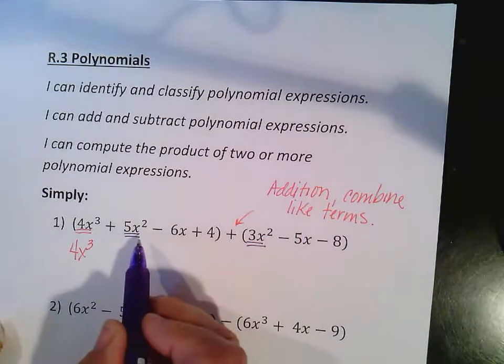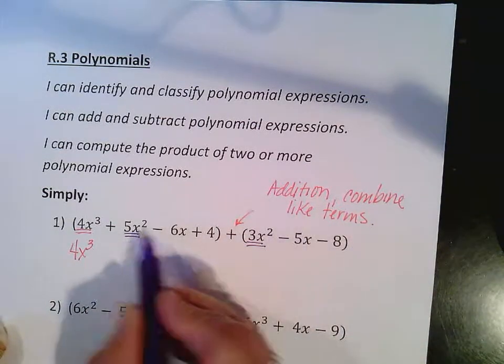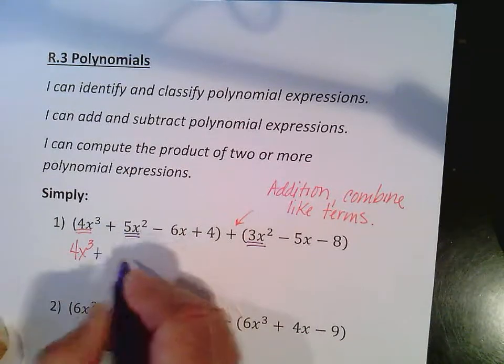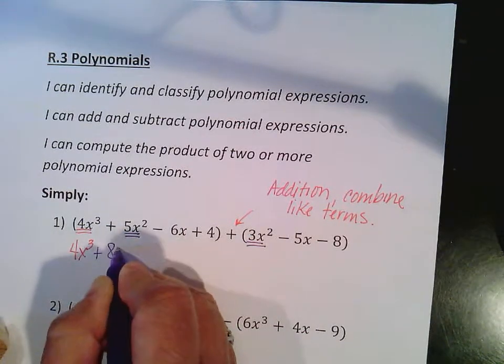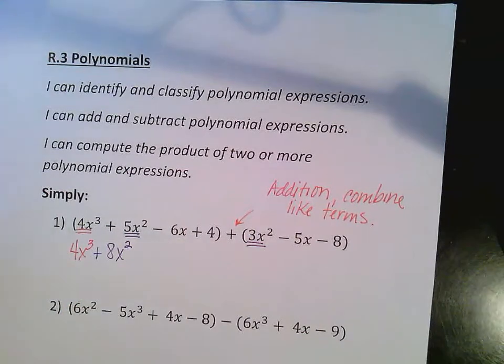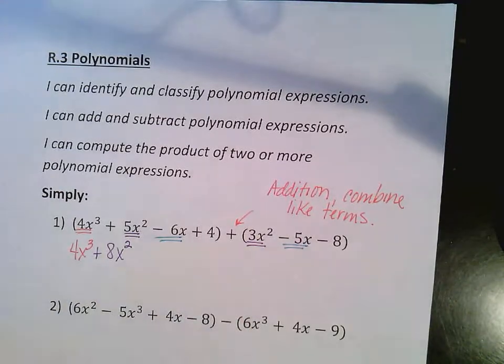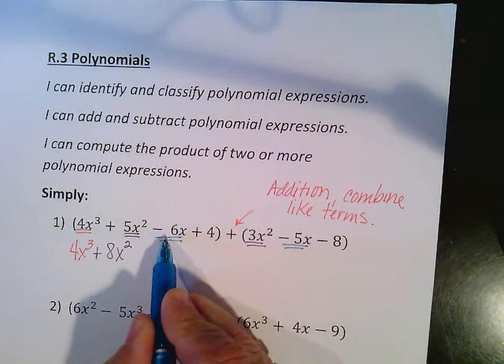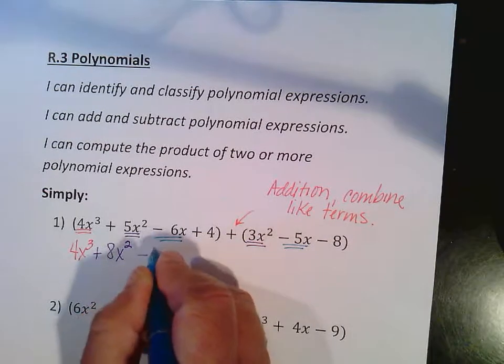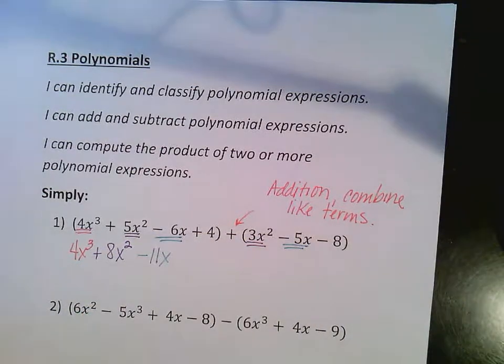Remember, when we combine like terms, we keep the term, we just add the numbers in front, the coefficients. So this is 8x squared, that's for my x squared term. For my x term, I have negative 6x and negative 5x. Just combine the coefficients, negative 6 and negative 5 is negative 11x. Okay, the term doesn't change. We only change the exponents when we're multiplying them. When we're adding them, we combine like terms. We keep the term and combine the numbers in front.